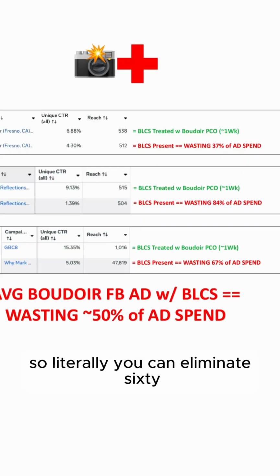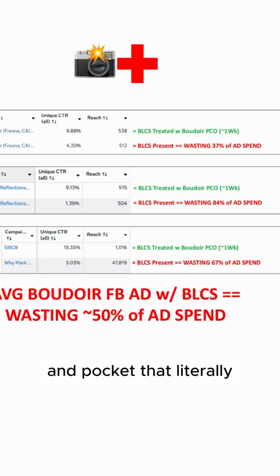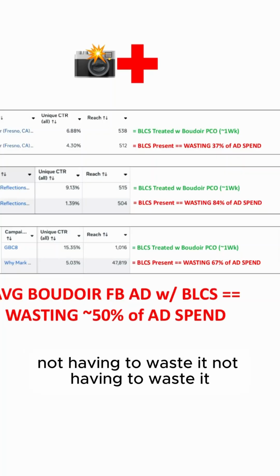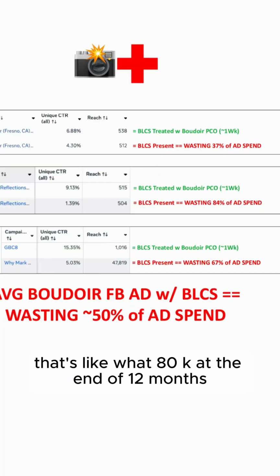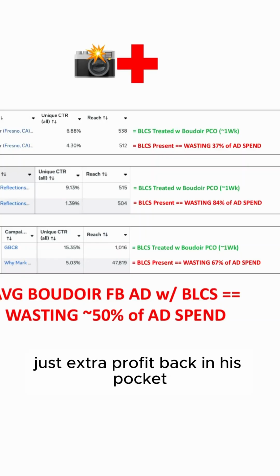So literally he can eliminate 6,700 bucks a month in wasted ad spend and pocket that, literally 6,700 bucks a month, phantom bonus every single month because he's not having to waste it. That's like what, 80K at the end of 12 months? Doesn't have to service any clients, nothing, just extra profit back in his pocket.